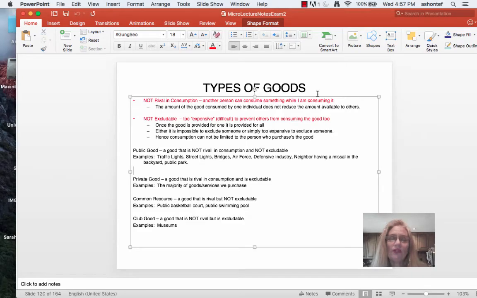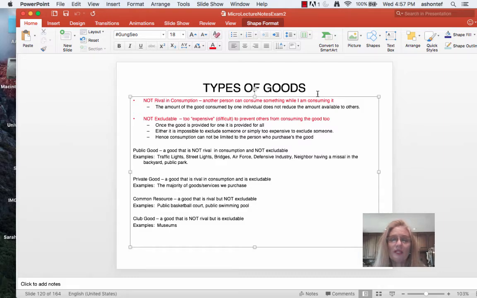So Chapter 11 is looking at market failures as well. And in particular, this section of homework is looking at public goods. But there are also other types of goods that are included in the homework. So we'll just take a brief moment going over this, and then we'll go straight to the homework questions.